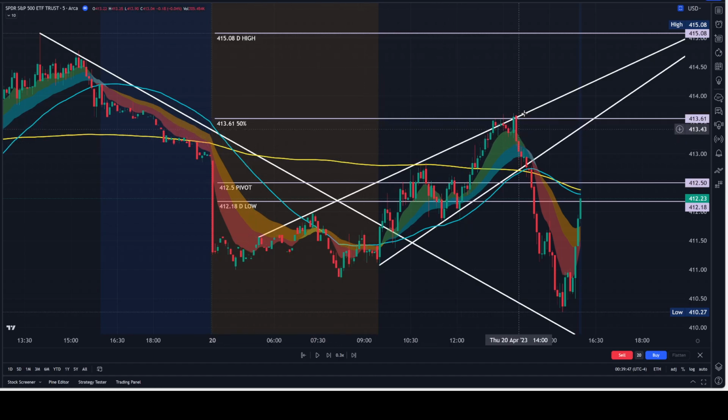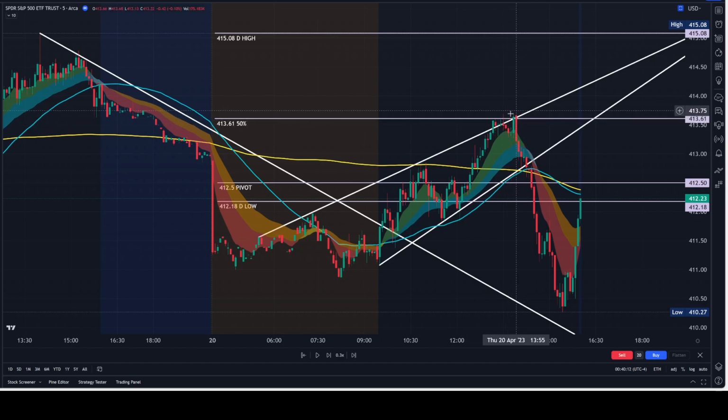So once we got to this mark here and we saw that we couldn't break this 413.6 level, that was another supply area where, okay, we're at a rising wedge pattern. We have the 50% mark. So two things going against the bulls right here, right? And we're running to exhaustion, right? This is also considered a broadening formation. So we were waiting for this, right?